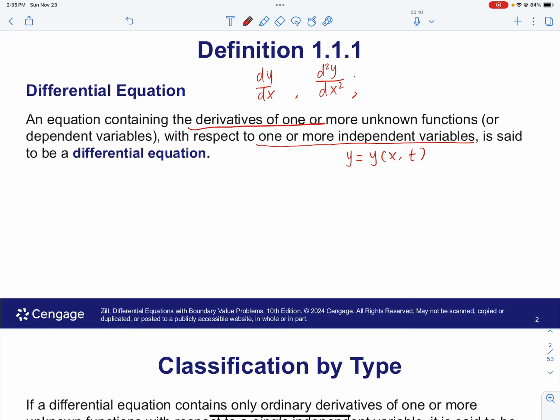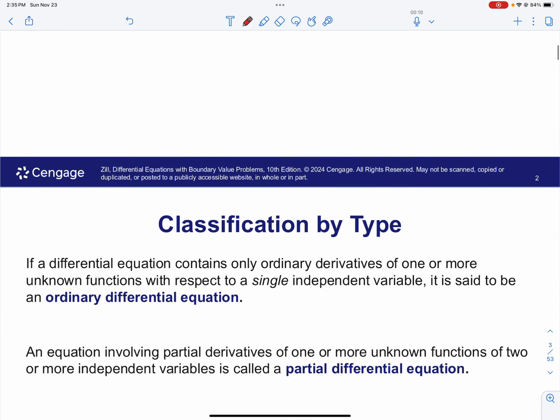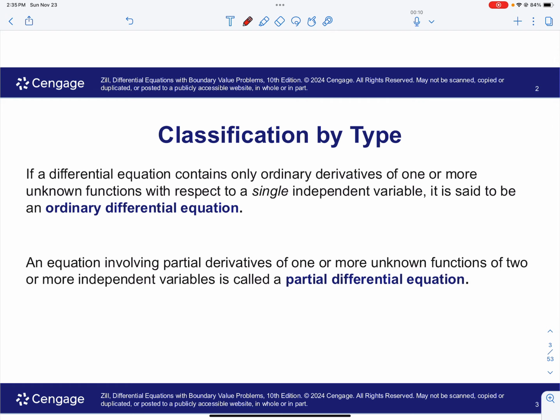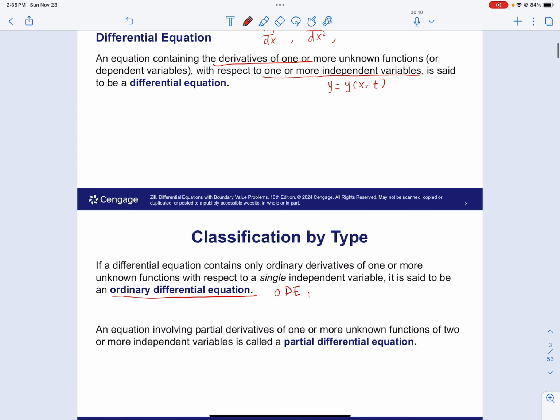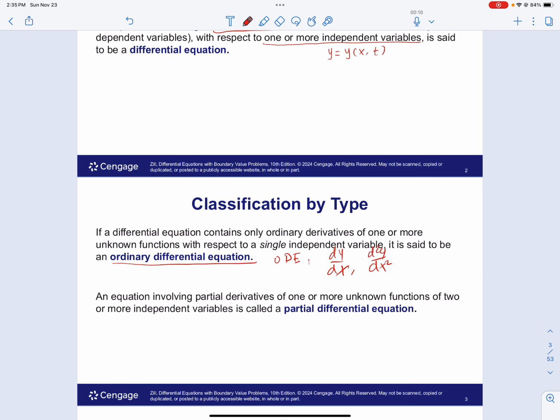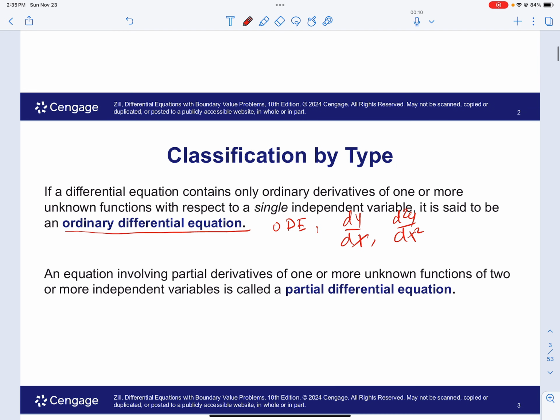So let's look at the examples. We have two types of differential equations. One is called what? ODE. ODE means a single independent variable, like dy over dx or a second derivative. And PDE is called what? A partial differential equation. Where does the partial come from?